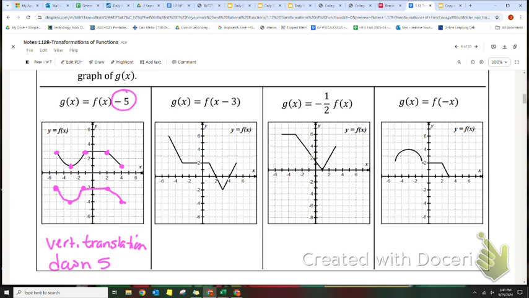All right, so then g of x is equal to f of x minus 3. So remember, this is inside with x, so it's going to be horizontal. It's being added or subtracted, so it's a translation. Now, horizontal translations are left to right. It says minus 3, so that means we're going to go to the right 3. So I'm going to take some points here, and I'm going to move them to the right 3.